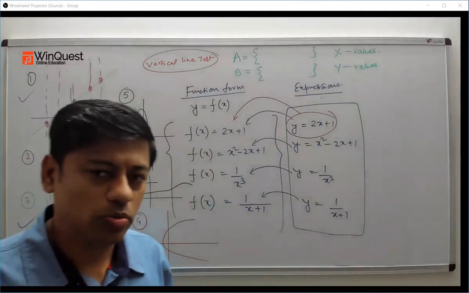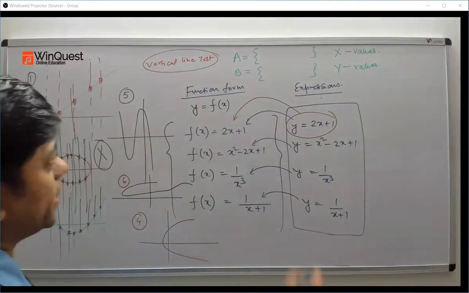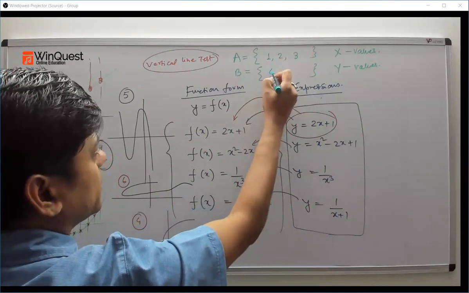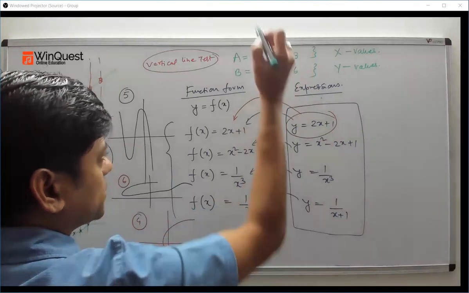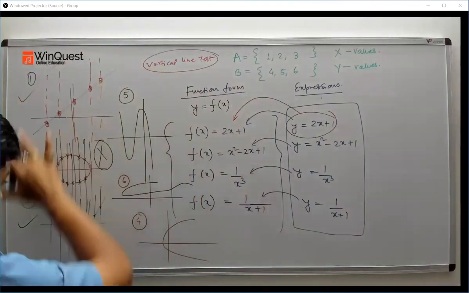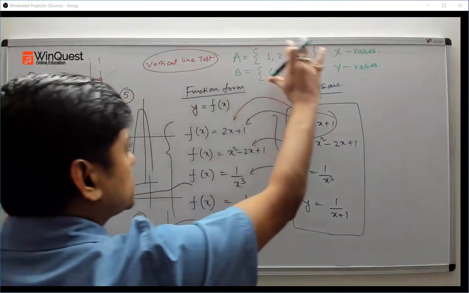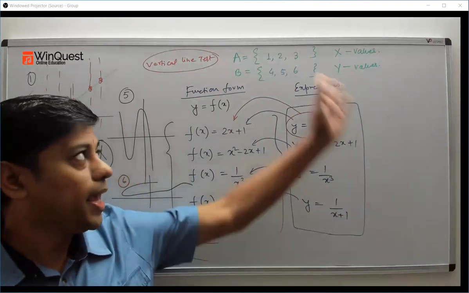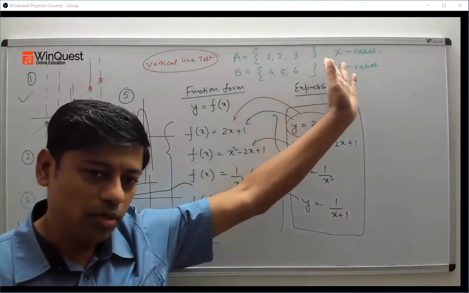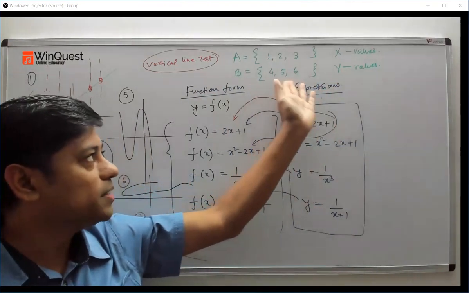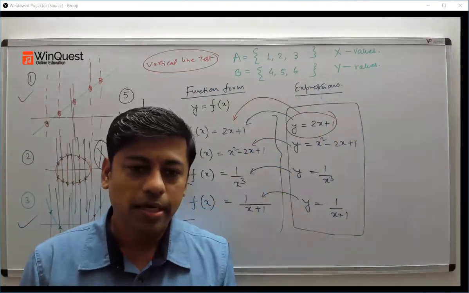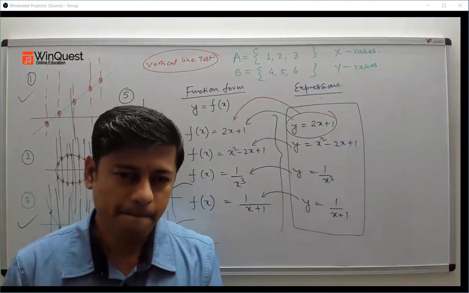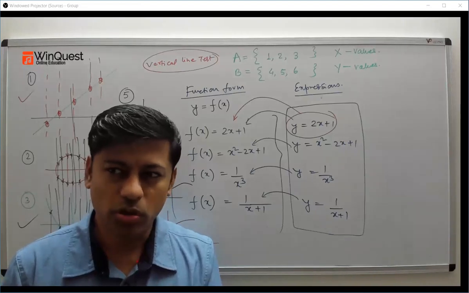Now, I'll do one thing. If I say 1, 2, 3, and this becomes 4, 5, 6. This was your graph. Now, this is your set of numbers. If A is 1, 2, 3, which are the X values, and the corresponding B represents Y values, can it be called a function? Yes. Sure.